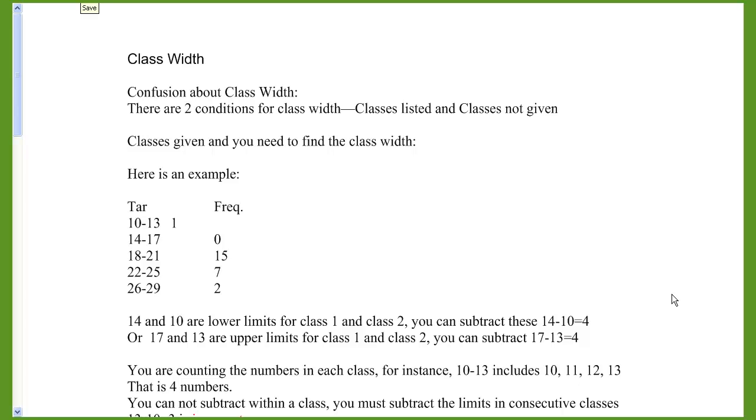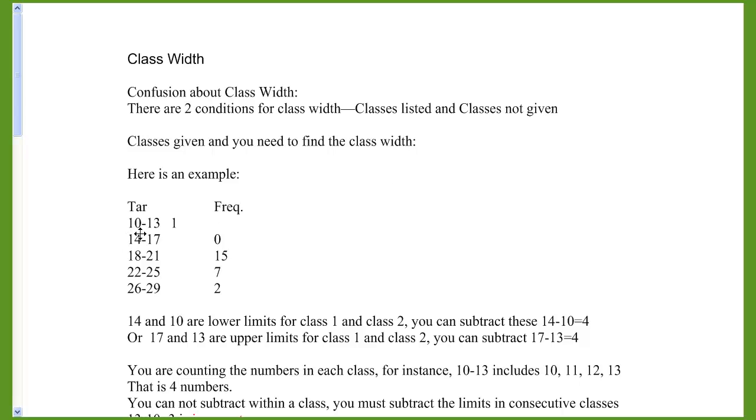This video is about class width. There's a lot of confusion about class width when you study this in Chapter 2.1, and what happens is that there are two conditions for class width. Sometimes you're given the classes and they're listed, like this is an example. There's another example I'll show you in just a few minutes where classes are not given and you have to set up the classes.